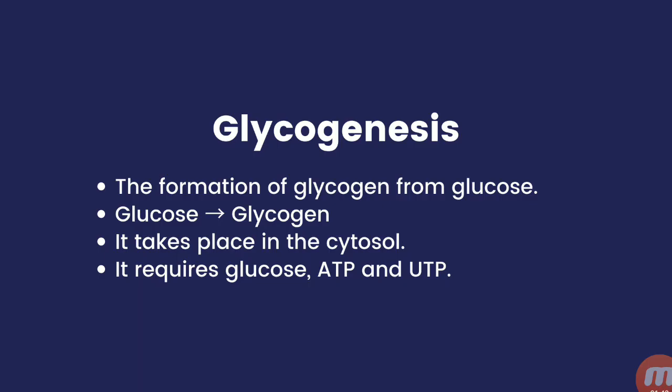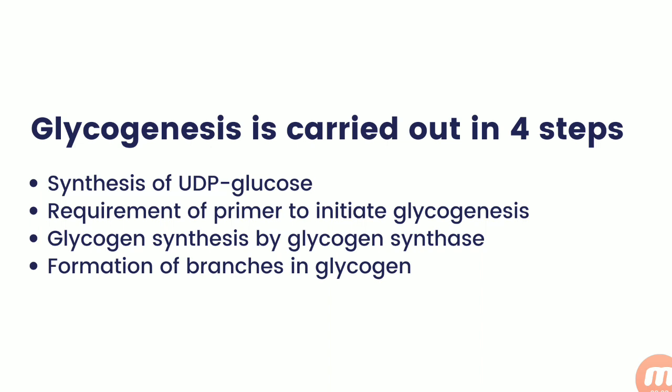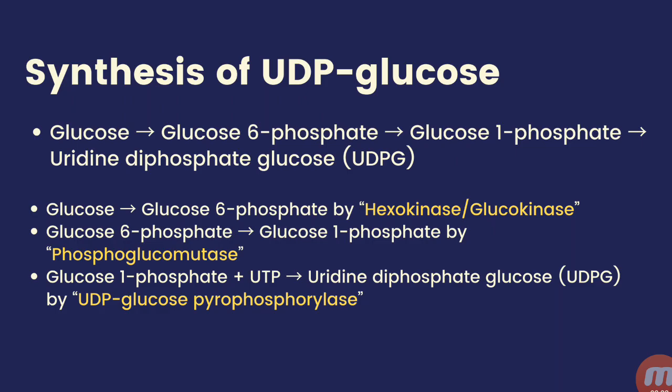The synthesis of glycogen from glucose is known as glycogenesis. Glycogenesis takes place in the cytosol and requires ATP and UTP besides glucose. Glycogenesis basically occurs in 4 steps: number 1, synthesis of UDP glucose; number 2, requirement of a primer to initiate glycogenesis; number 3, glycogen synthesis by glycogen synthase; and number 4, formation of branches in glycogen. Now we will discuss the steps elaborately.